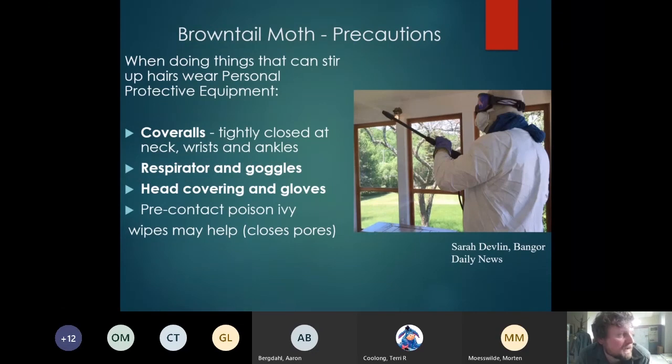airborne. So, some PPE: coveralls, closed at the neck, wrists, and ankles. Taping any of those seams would be helpful. Respirator, goggles, wearing a hat, gloves. One thing that we've noticed is pre-contact poison ivy wipes do help keep some of the hairs from getting stuck in, because they close your pores. I believe Tecnu is one of the big brands that we have. That's something you would put on your skin so that it closes your pores, so that the poison ivy oils don't get into them. And we've heard that it also helps with browntail.